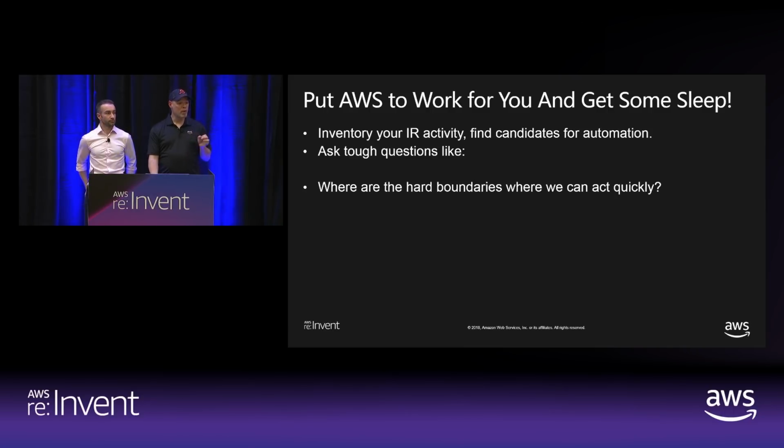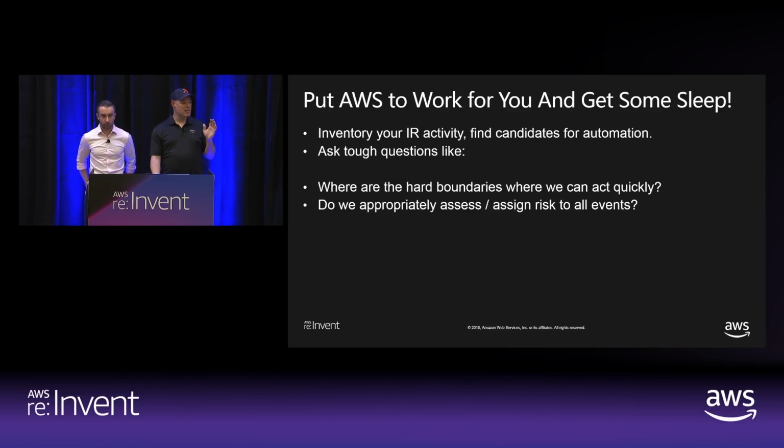Such as, what are the hard boundaries where we can act quickly? Are there opportunities where there's a binary decision, a quick decision that we can make based on a known policy that everybody believes in and we know is the right answer and we're going to go forward with that? Can we make that decision quickly and can we have automation take care of it for us?